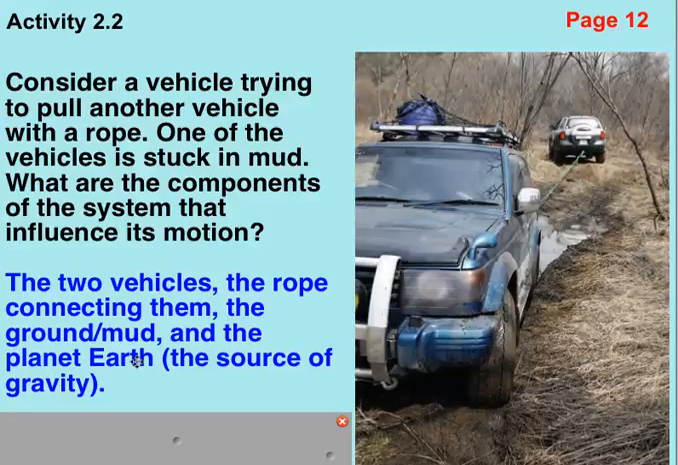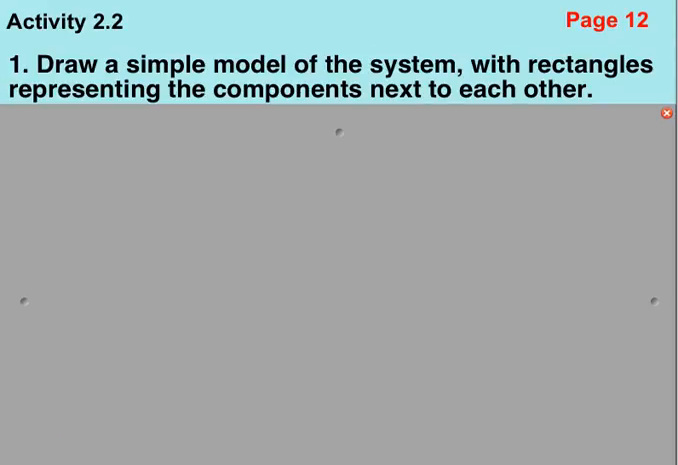So let's get started. First of all, draw a simple model of the two vehicles and the rope connecting them. So draw a simple model of the system with rectangles representing the components next to each other. So go ahead, pause the video and do this. Now, you've had a chance to draw it.